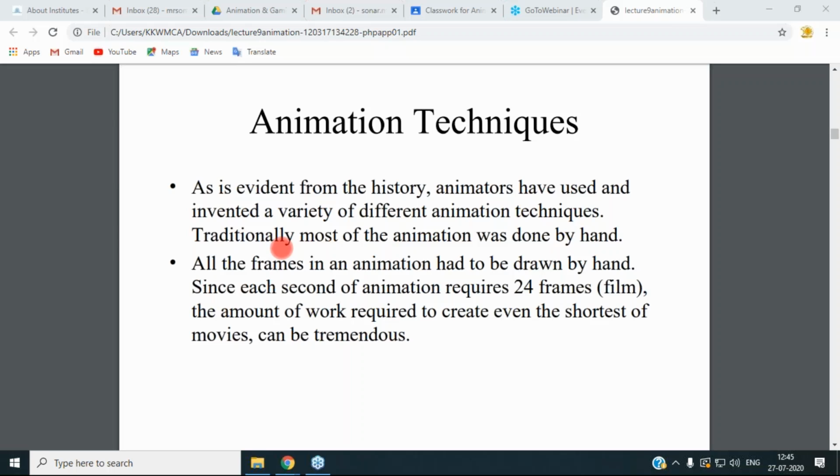So all the frames in the animation had to be drawn by hand. Since we have seen that you require 24 frames per second, the amount of work required to create even a very small film is large. Imagine that you are creating a 5 minute or 10 minute film, and you are drawing everything by hand. You can just imagine how much work should be done.